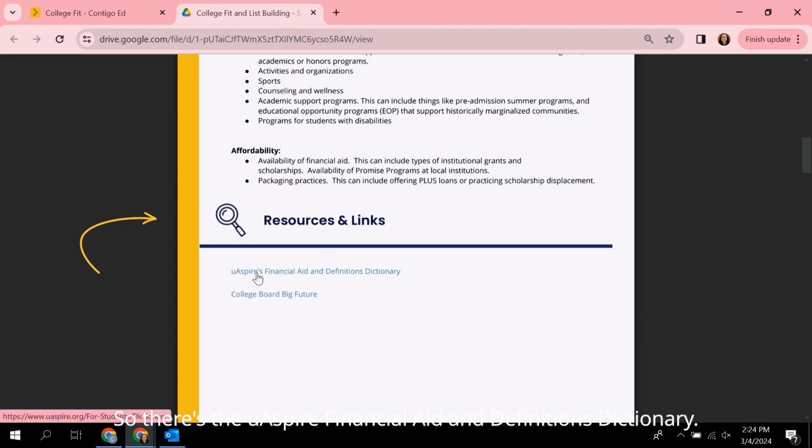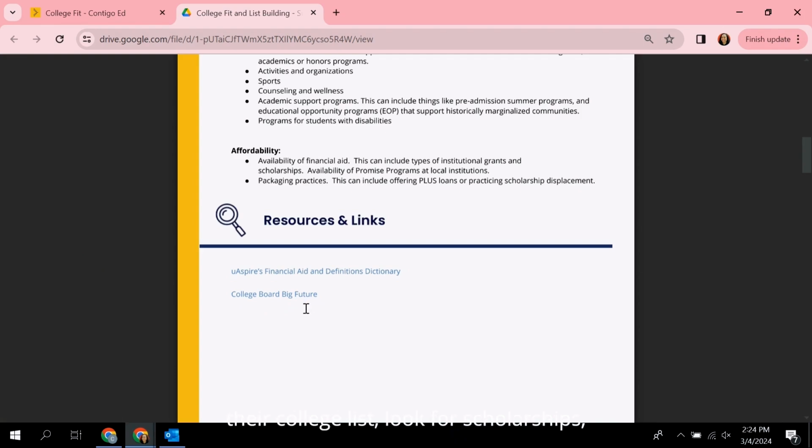So there's the You Aspire Financial Aid and Definitions Dictionary if you or your students want to understand what some of the terms mean. And then also the College Board Big Future website where students can create their college list, look for scholarships, and discover different careers.